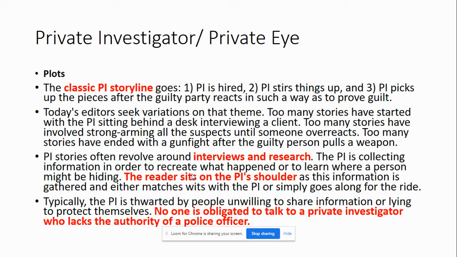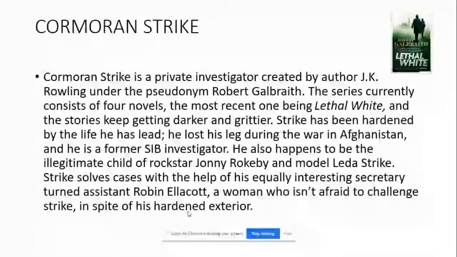There's a lot of interview and research in PI stories, and I like this bit here. The reader sits on the PI's shoulder. We see everything that the PI sees, so we are almost solving the crime at the same time as him or her. There's usually someone who's out to get them, so the PI is often thwarted by people who will not give them information, because no one is obligated to talk to a PI because they're not the police.